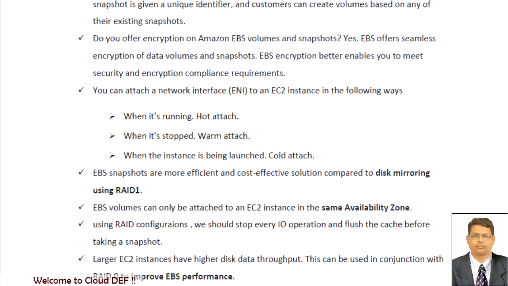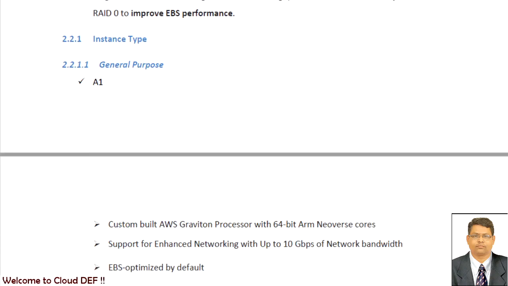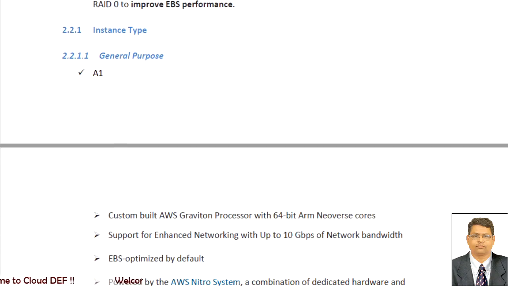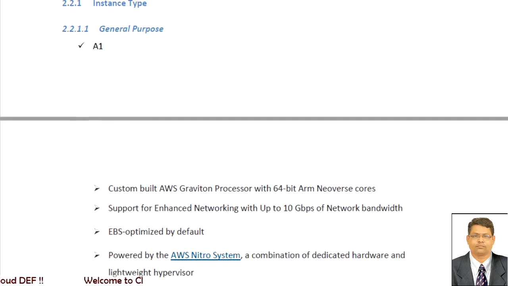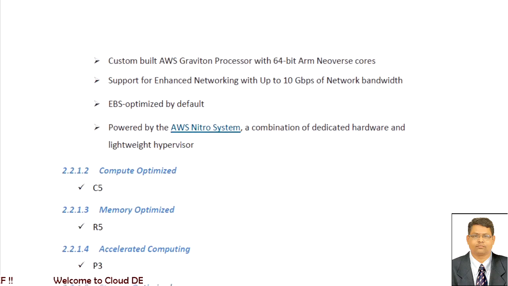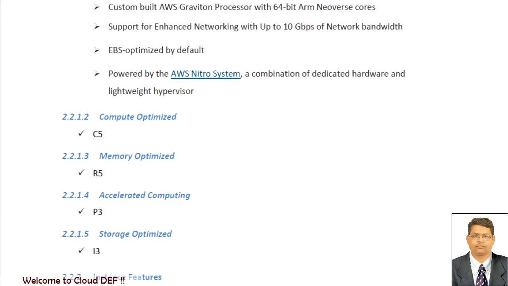2.2.1 Instance Type. 2.2.1.1 General Purpose. A1: custom-built AWS Graviton processor with 64-bit ARM Neoverse cores. Support for enhanced networking with up to 10 Gbps of network bandwidth. EBS optimized by default. Powered by the AWS Nitro system, a combination of dedicated hardware and lightweight hypervisor.